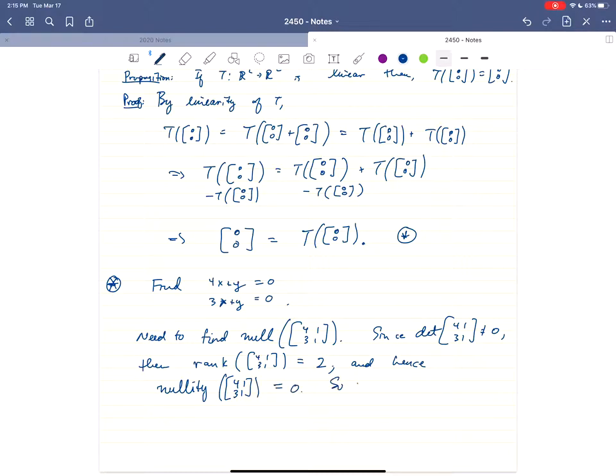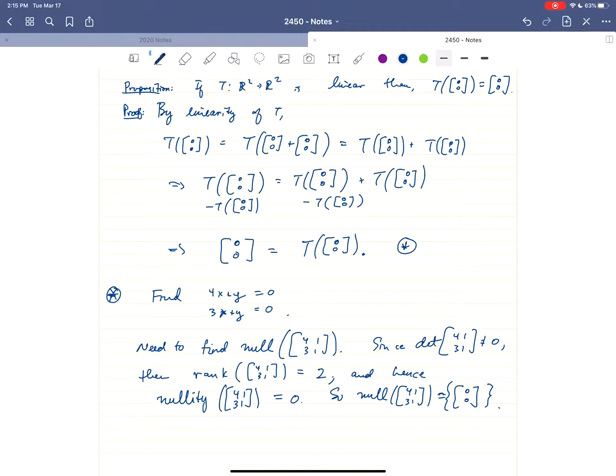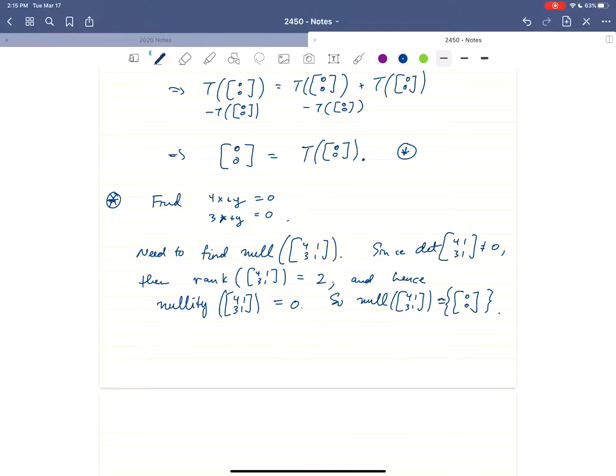So that means that the null space of 4, 1, 3, 1 is a zero-dimensional subspace. In other words, just the 0 vector. Okay, it's that single vector. That turns out to be the only vector in the null space. Okay, and so we can talk about the null space of a matrix, but in relation to a linear operator, this is what's called the kernel.